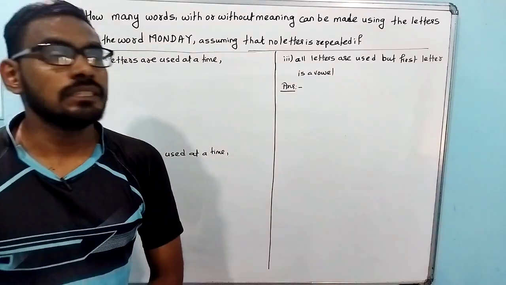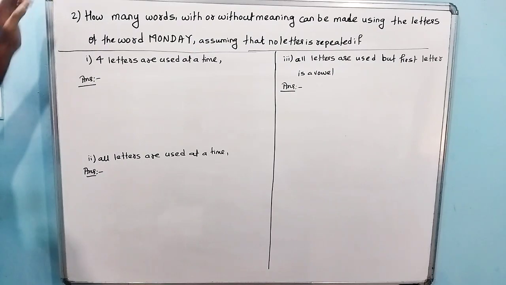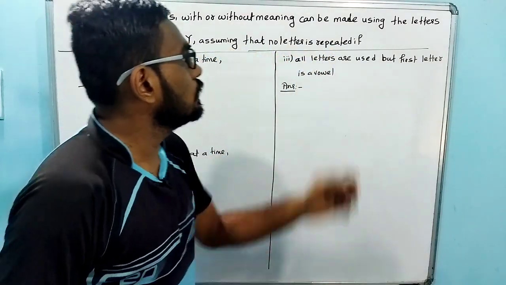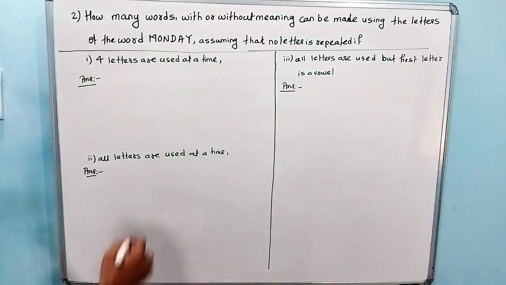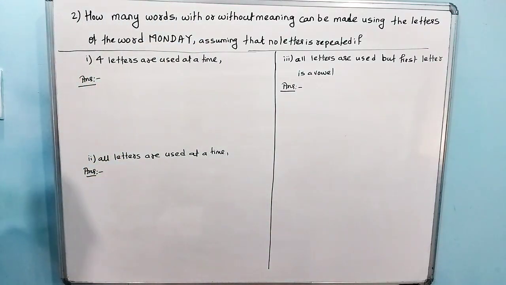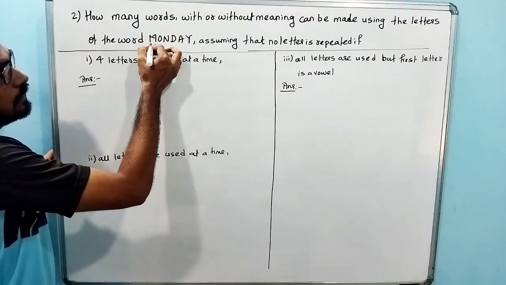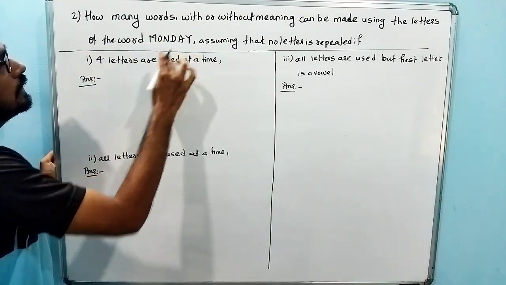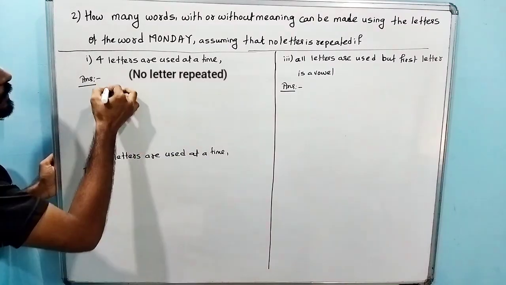Okay, so the next question is like this: how many words with or without meaning can be made using the letters of the word Monday, assuming that no letter is repeated? First, 4 letters are used at a time. Now we have the word Monday. All the letters are distinct and you have to take 4 letters at a time. So number of possible ways will be what?